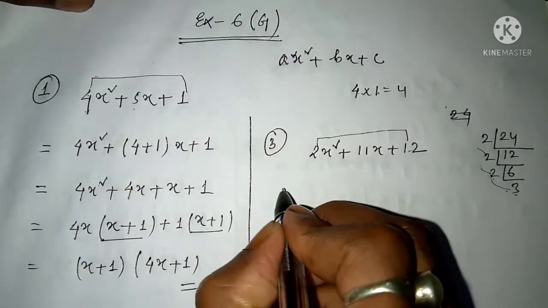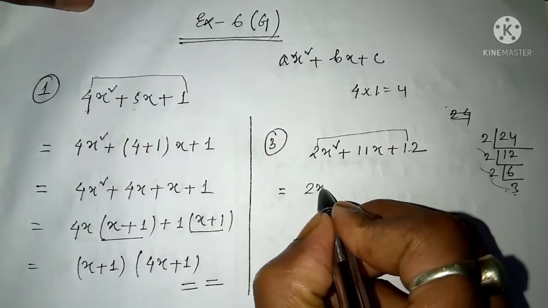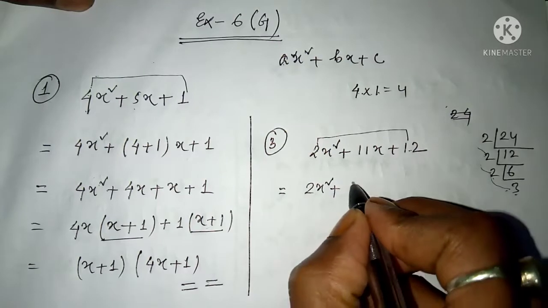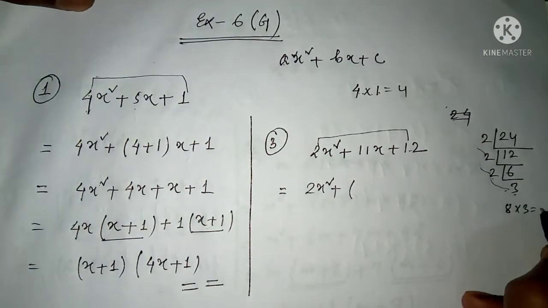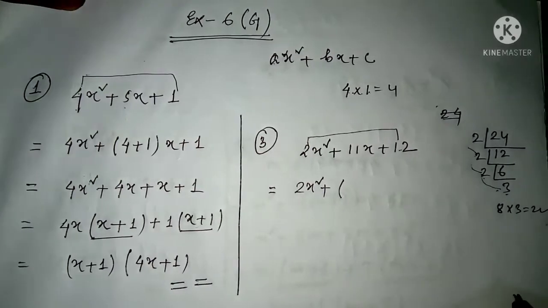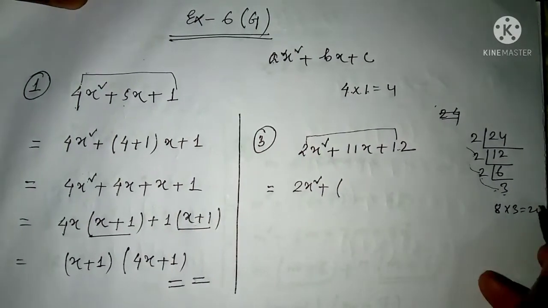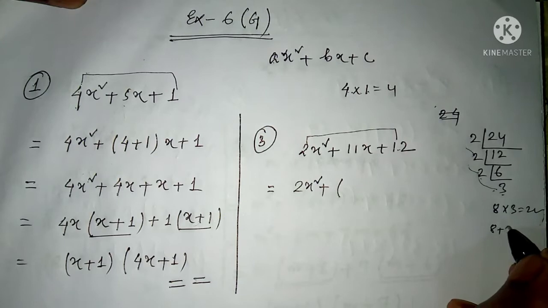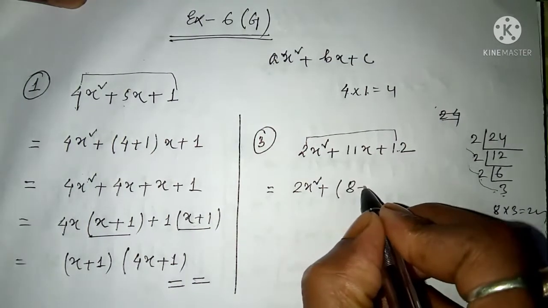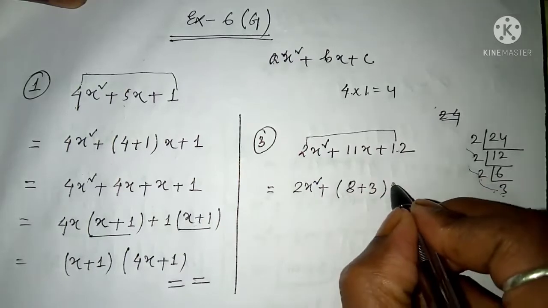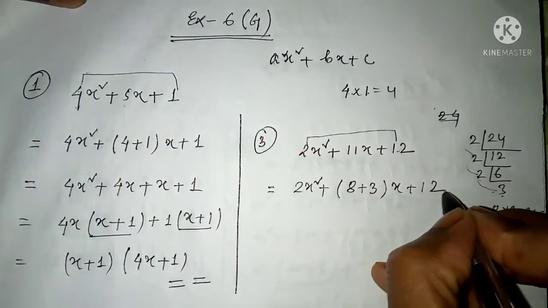Then you can see here, 2x square plus, then from here I can write 8 into 3, you see 8 into 3 is 24. 8 into 3 is 24, and 8 plus 3 is 11. This is your middle term. Then you write here 8 plus 3 times x, and then your 12.